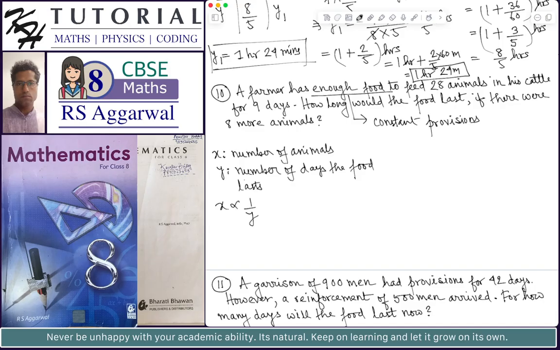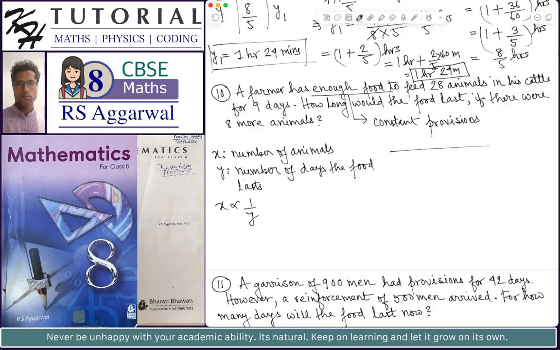But remember that the amount of food is constant, it is kept constant. So if there are more animals, they can survive for fewer days, because per day more food will be consumed, and hence the food will last for fewer days. And if the number of animals is less, then per day less food will be consumed, and hence the food will last for more days.